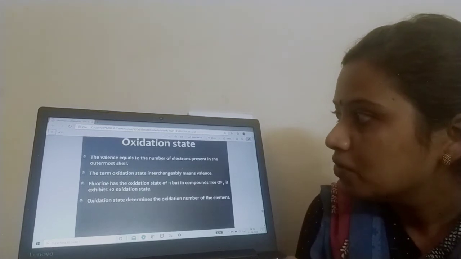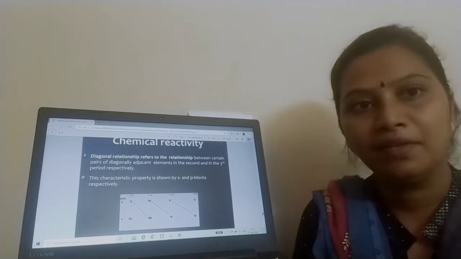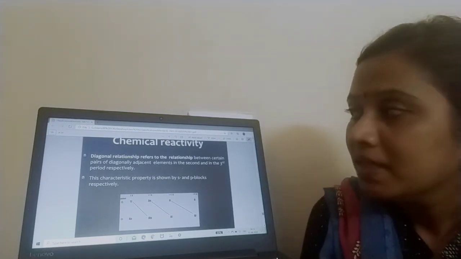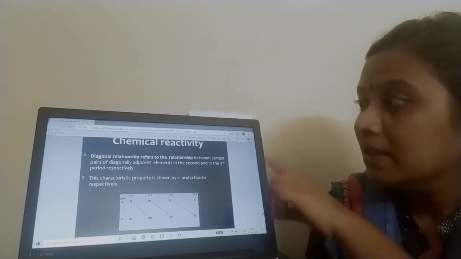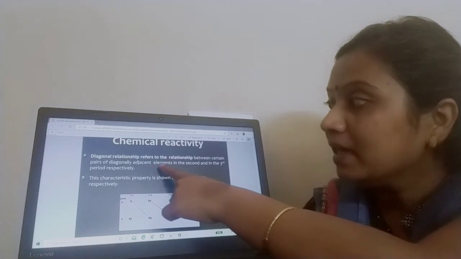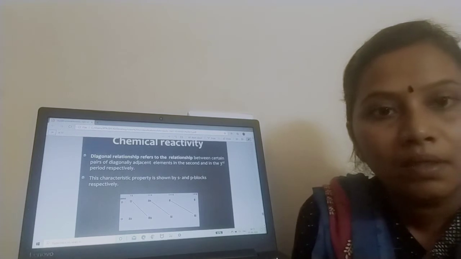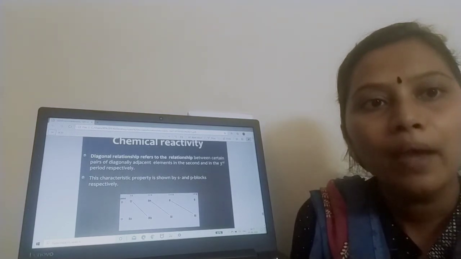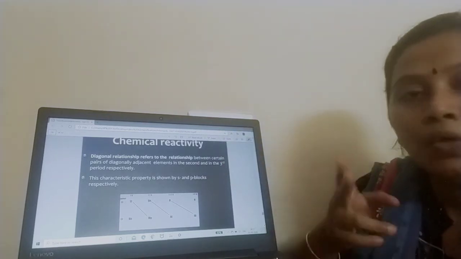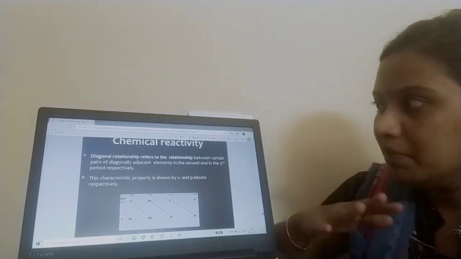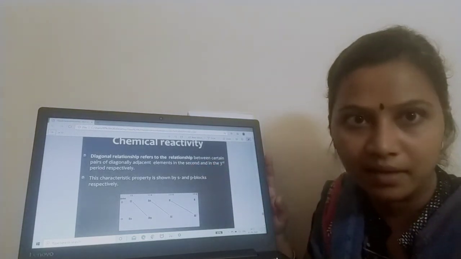Okay. So the next definition will be chemical reactivity. This is also a very important question. See, the diagonal relationship refers to certain pairs of diagonally adjacent elements in the second and the third period. Now, what is diagonal relationship and who exhibits it? Diagonal relationship is a relationship where two elements are nearby, they are neighbors. For example, second and third period elements exhibit diagonal relationship.